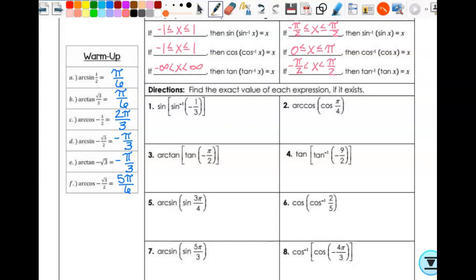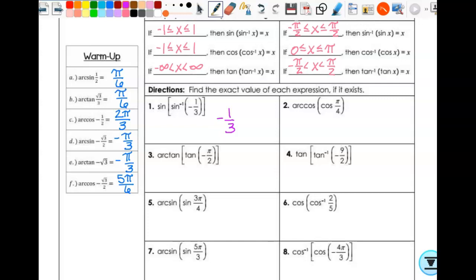So it says to find the exact value of each expression if it exists. Maybe it doesn't exist. So the sine inverse of -1/3. I know that the -1/3 has to be a trig value because I'm trying to take the inverse of it. It's not a trig value that we've used though, right? I don't know what the sine inverse of -1/3 is. I don't expect you to know. But maybe we don't need to know, because the sine of the sine inverse of -1/3 will just be -1/3 as long as -1/3 fits between -1 and 1. Does it fit between -1 and 1? Yes, it does. So my answer is just -1/3. You don't have to know what the angle would be.